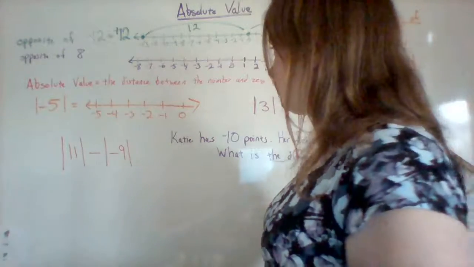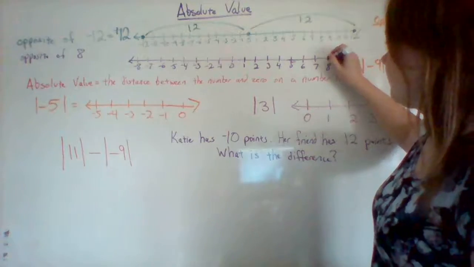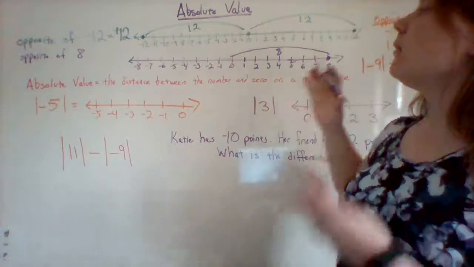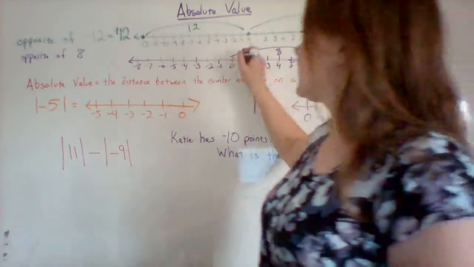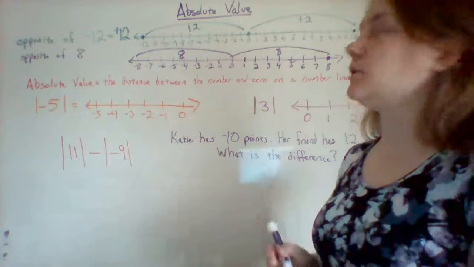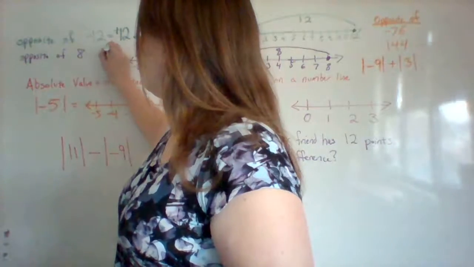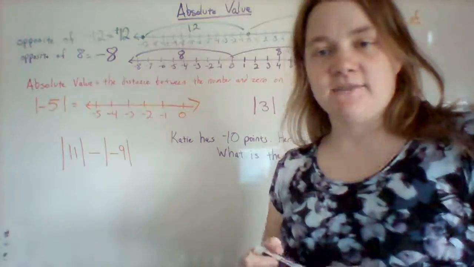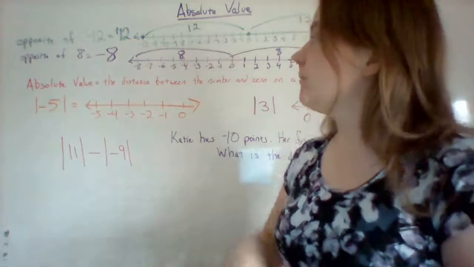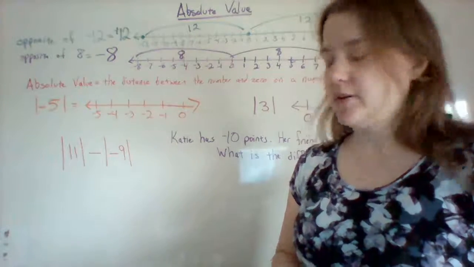Let's take a look at the opposite of 8. We find 8 on the number line, and we know that it's 8 steps away from 0. Now we need to start at 0 and take 8 steps in the opposite direction. And taking 8 steps in the opposite direction will get me to negative 8. So the opposite of 8 is negative 8. Another way to think about opposites is just to flip the sign. Negative to positive, positive to negative. That's really the only way you have to think about it.